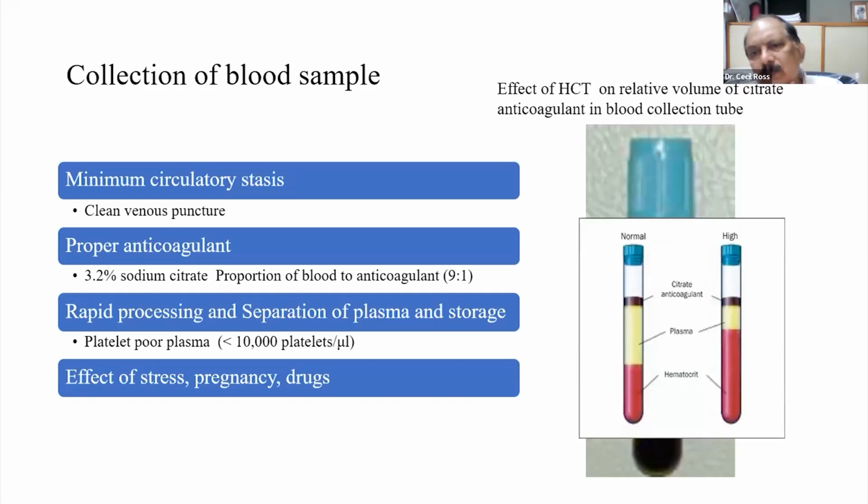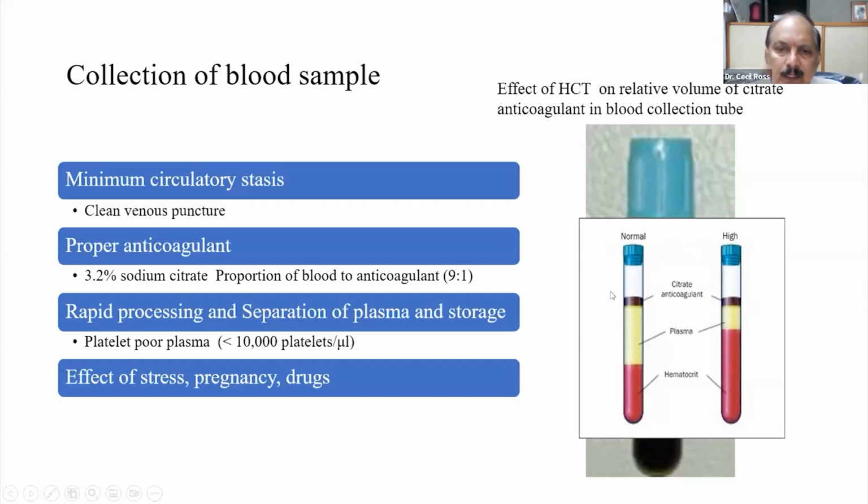Another important thing to look at is, especially in patients with coronary heart disease or patients with high hematocrit, the amount of plasma that is there is less. So therefore, the coagulation tests will also be abnormal, because all these tests are based on a normal hematocrit. So you must look at the effect of hematocrit and see the relative volume of citrate anticoagulant to blood in the collection tube.